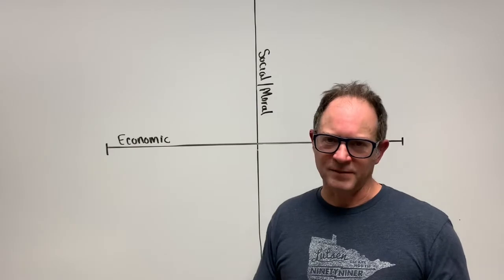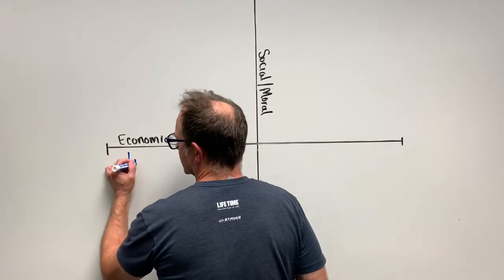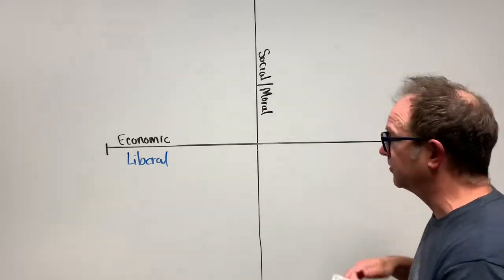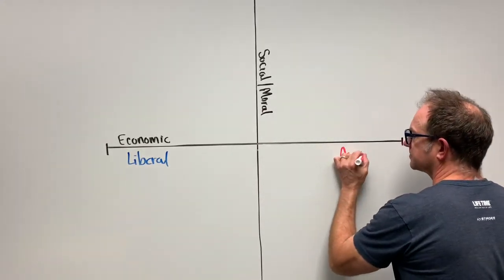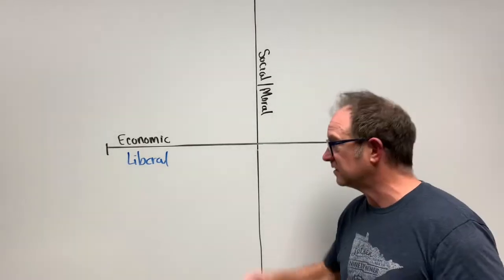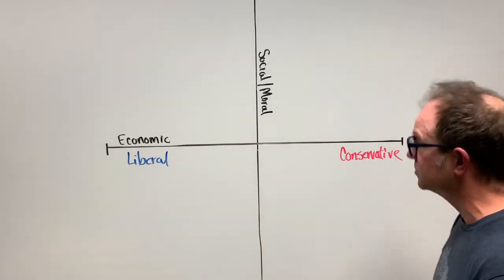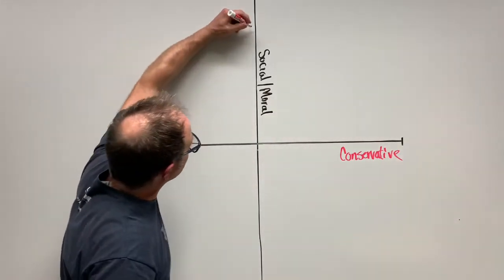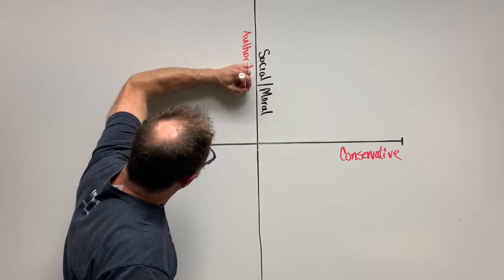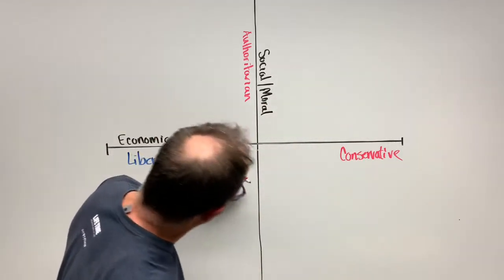All right, let's start with our economic ideologies. On the left side over here is where I find the classic economic ideology that we call liberal. On the right side over here is where we find conservative. We'll talk about the definitions at a later date. Right now we just need to know that liberal is on the left, conservative is on the right. When we go to our social ideologies, we have authoritarian up here, and down below, the opposite social ideology, which we call libertarian.